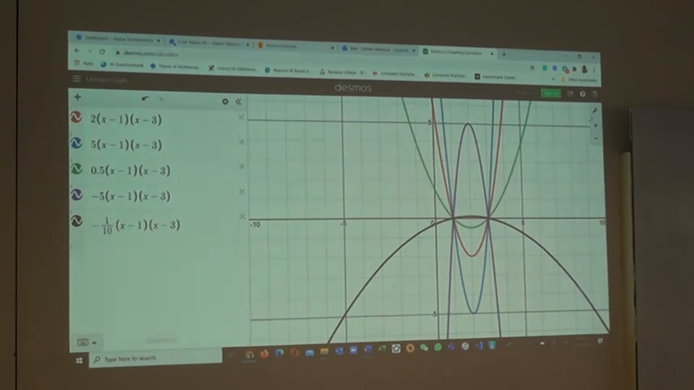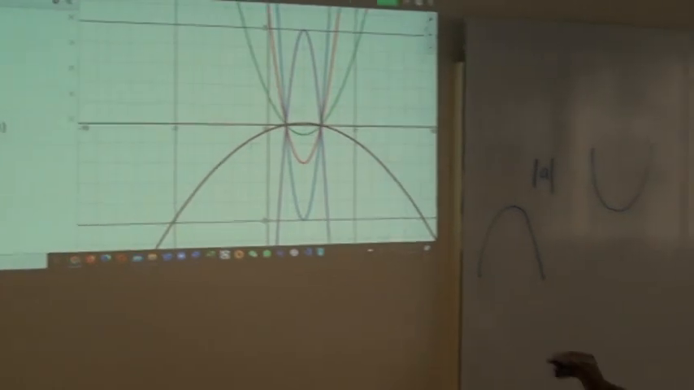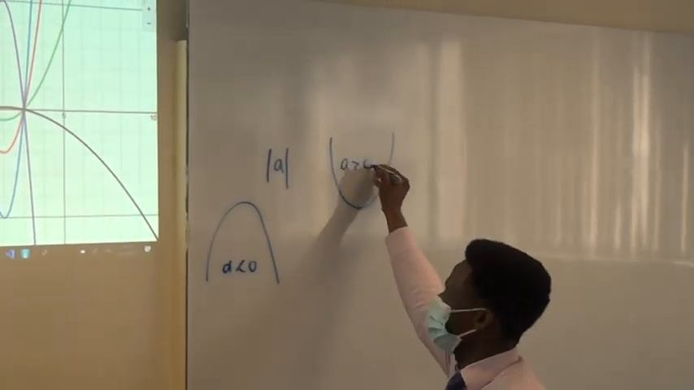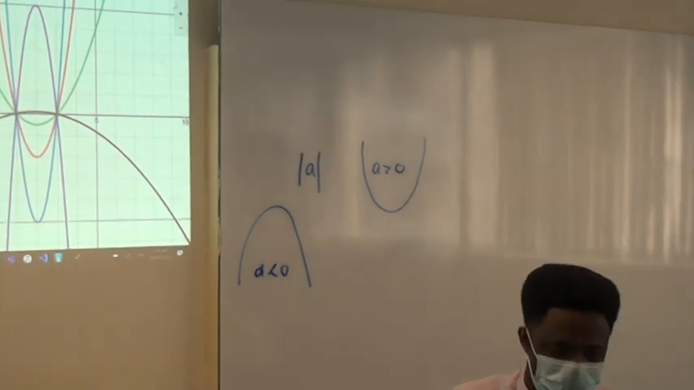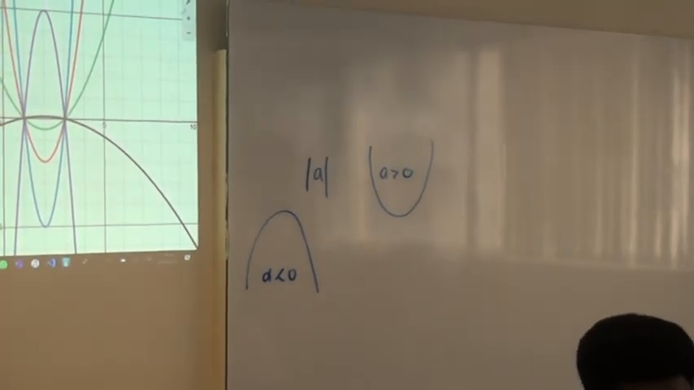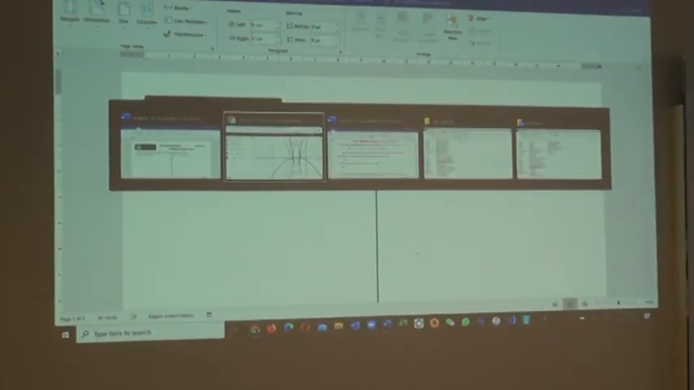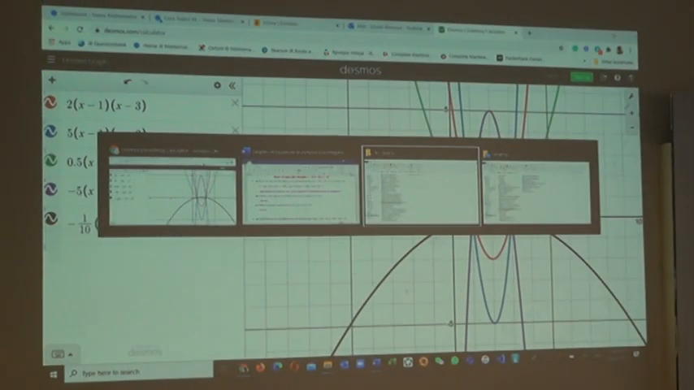Understand? And when A is positive, you're going to have something of this form. When A is negative, you're going to have something of this form. Okay? So please take note. We're going to talk about that extensively. This is A less than 0. This is when A is greater than 0. We're going to talk about that extensively on that turning point. So that's the first part that I needed us to get.